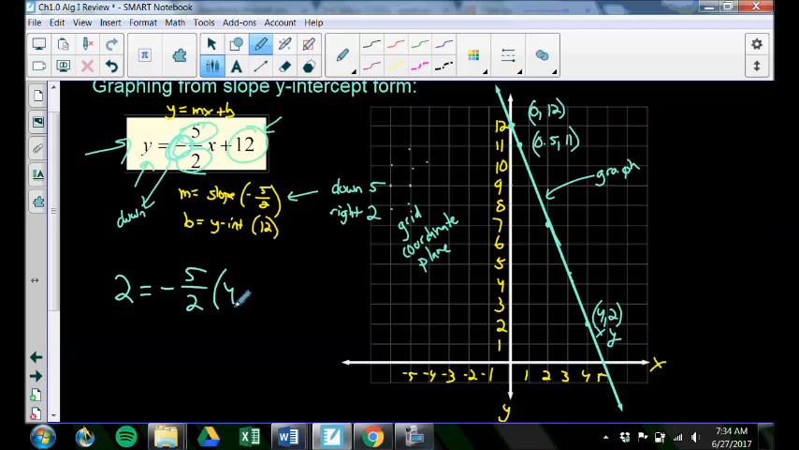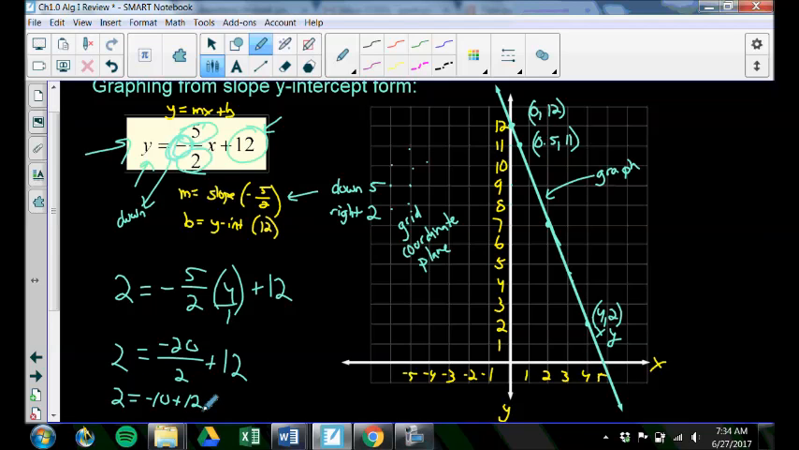So y was 2, x was 4, and then I do some multiplication. This is really a fraction 4 over 1, so I'm doing negative 5 times 4 to get negative 20 over 2 plus 12, and I want that to equal 2. Well, negative 20 over 2 is actually negative 10.